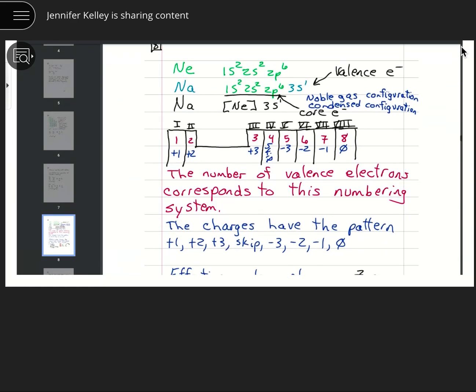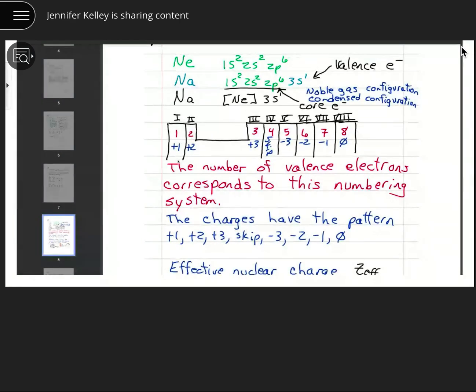All right. And then trying to figure out how many valence electrons something has, you can either do the electron configuration and then get it that way, and I'll show you how to do that in a few minutes. Or you can look at the periodic table. So I've sort of drawn a periodic table here. And there are two numbering methods. One goes 1 through 18.